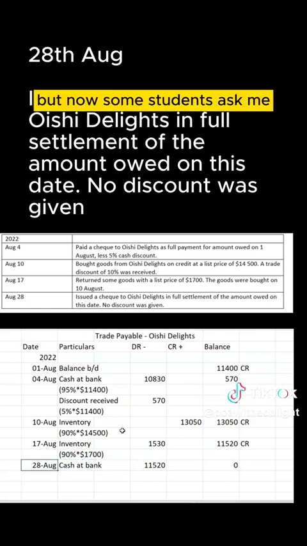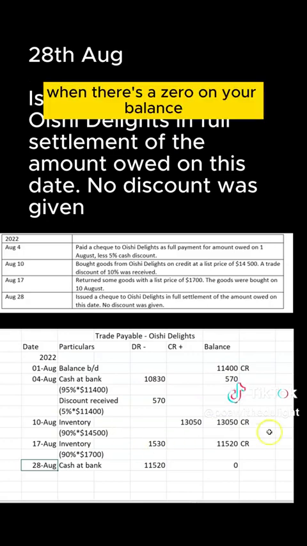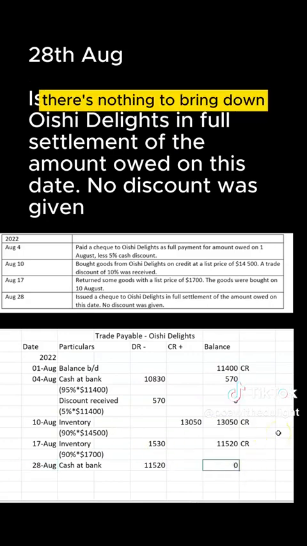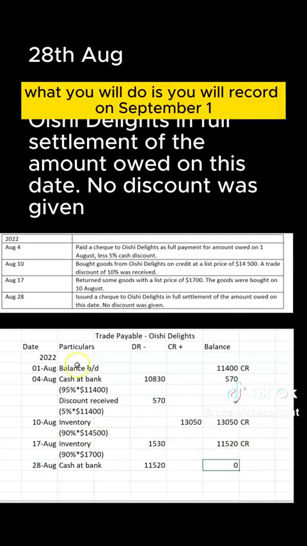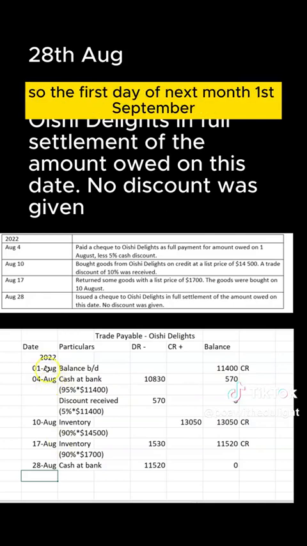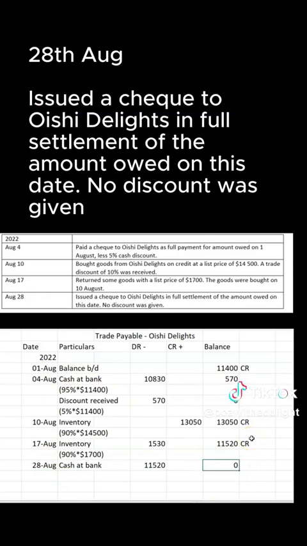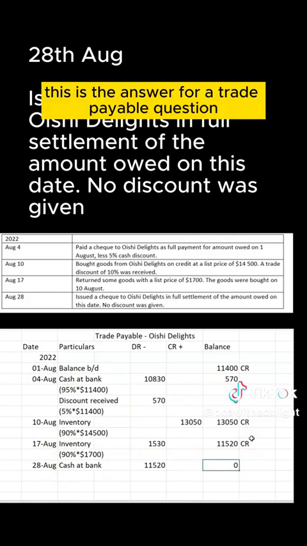Now some students ask me, why is it that there's no balance b/d? When there's a zero on your balance, there's nothing to bring down. Don't bring down anything. If there's a balance, what you will do is you will record on 1st September, the first date of next month. In this case, because we're doing month by month, on the first day of next month, 1st September, balance b/d and the amount. But since we are at zero, there's nothing to bring down. Okay, so that is it. This is the answer for a trade payable question.